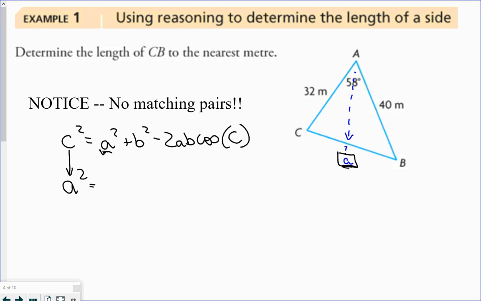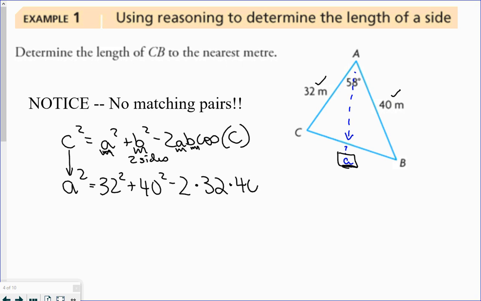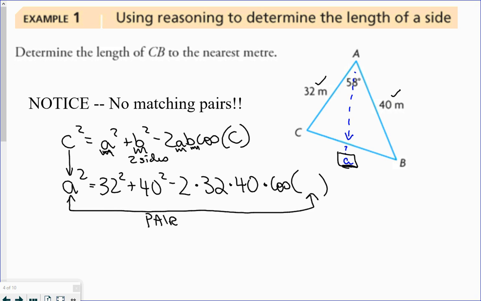Now, this one, this one, this one, and this one, those are your other two sides. So I've got 32 and 40. So I'm going to go 32 squared plus 40 squared minus 2 times 32 times 40 times cos. Now, this and this, that is your pair. So what pairs with A? 58.